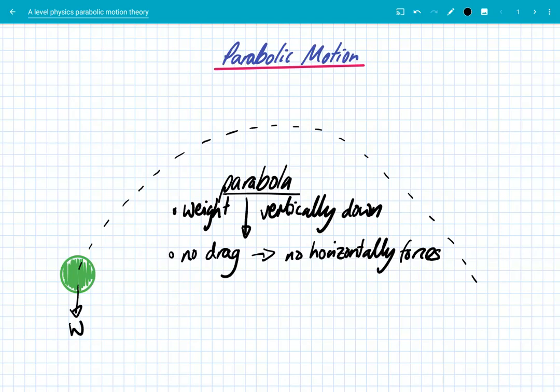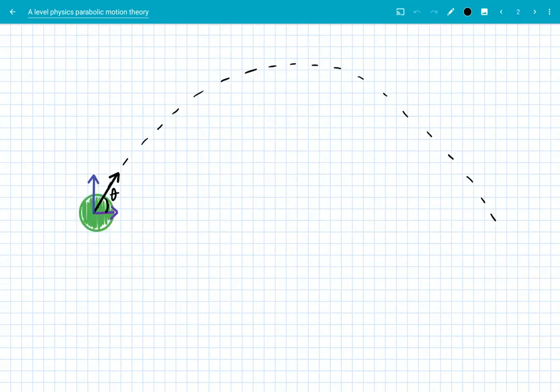And we can separate the motion of this object into vertical and horizontal components. And these are actually independent of each other. So let's have a look at what I mean by that. So here's an object. This is a ball that's been thrown and it follows this parabolic path. And we said weight's the only force acting vertically down and there's no drag or air resistance. It's thrown with a speed v. That's its overall speed, and it's acting at an angle theta to the horizontal.